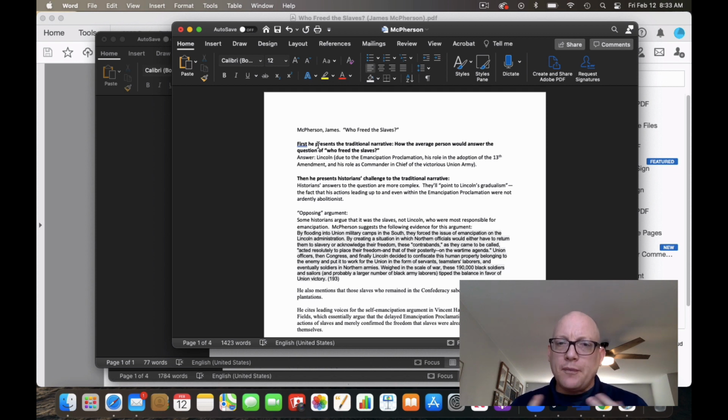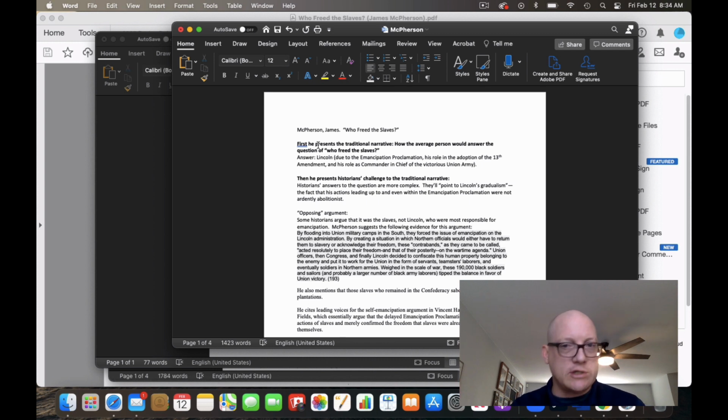All right, so this is what he's saying. He's saying that historians challenge the traditional narrative as being too simplistic, right? And so they say that really the answer to the question is much more complex. And they'll point to Lincoln's gradualism. In other words, he didn't immediately push for the abolition of slavery, right? In fact, he didn't immediately claim that he was going to end slavery during his term as president. So his gradualism is something that you have to consider.